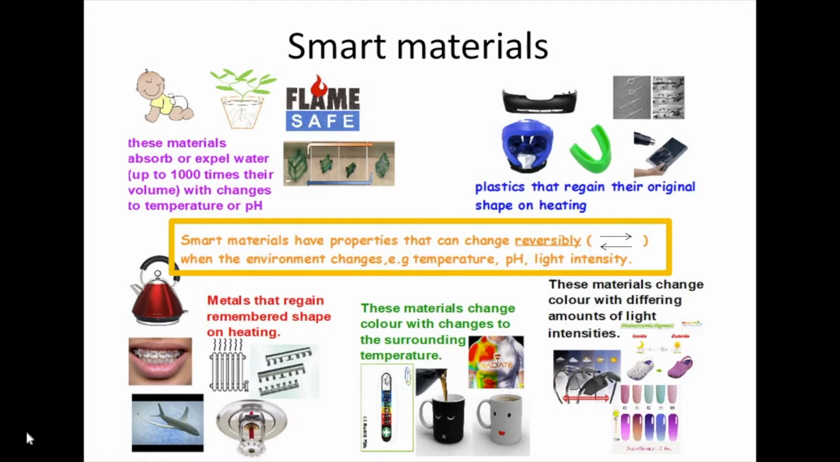So smart materials. In the orange box in the centre, we've got smart materials have properties that can change reversibly, and you might see a double-headed arrow like that. That means a reversible reaction when the environment changes. So you might change temperature and it will alter how the material behaves. You might change pH, you might change light intensity. And we've got a variety of examples on this poster, and I'll go through those with you now.